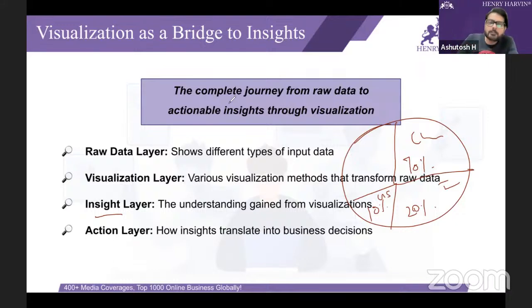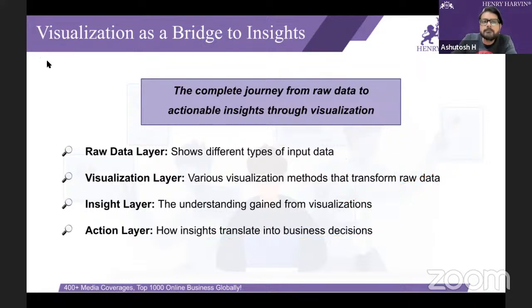And then we have the action: how insights translate into business decisions. We are passing this information to our management or the client. Now it is their forte, based on this information, to devise strategies so that they can come up with better decisions for their businesses. So this is the journey, or the steps, we follow when trying to get information from existing data.